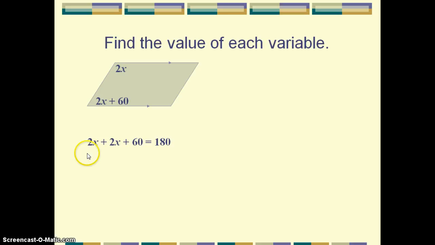So I'm going to set up an equation adding these two angles equal to 180. Then I just need to solve this equation to find x. So I combine like terms to get 4x plus 60 is equal to 180. Subtract 60 from both sides to get 4x is equal to 120. And then finally divide by 4 to get x is equal to 30.